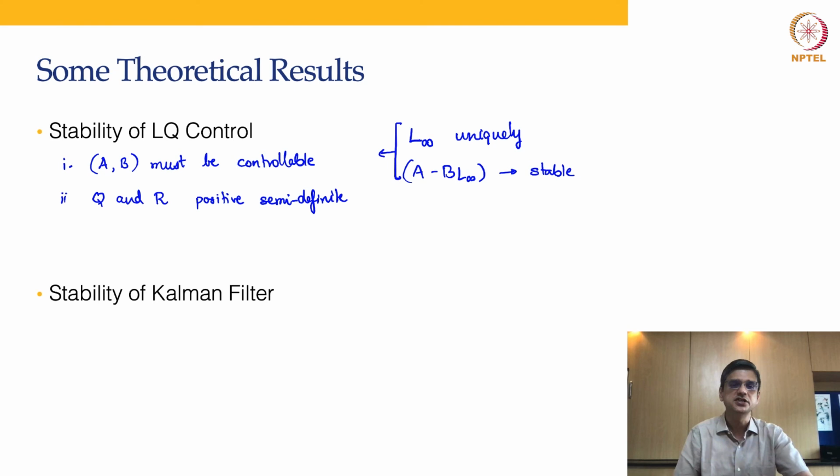What do we mean by stability of Kalman filter? It means K infinity and P infinity bar and K infinity bar can be obtained. The Riccati difference equation will converge.